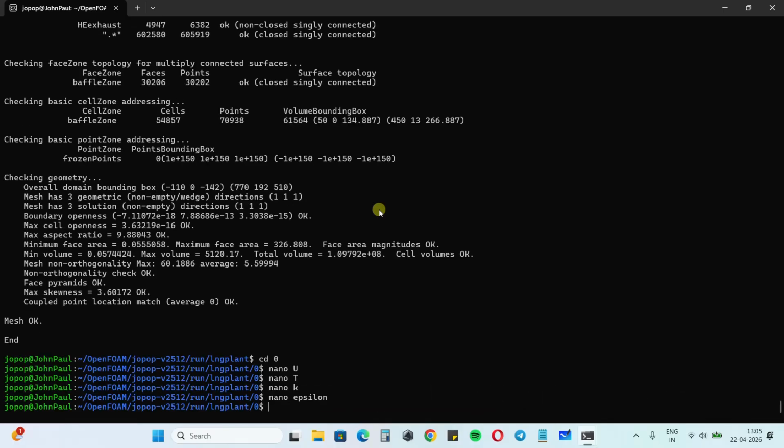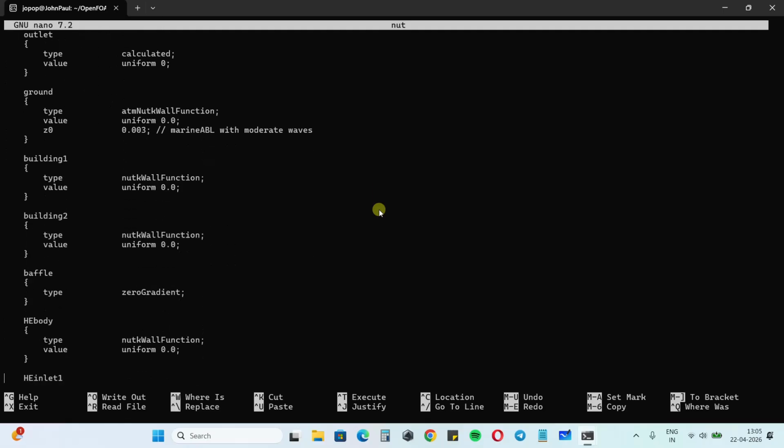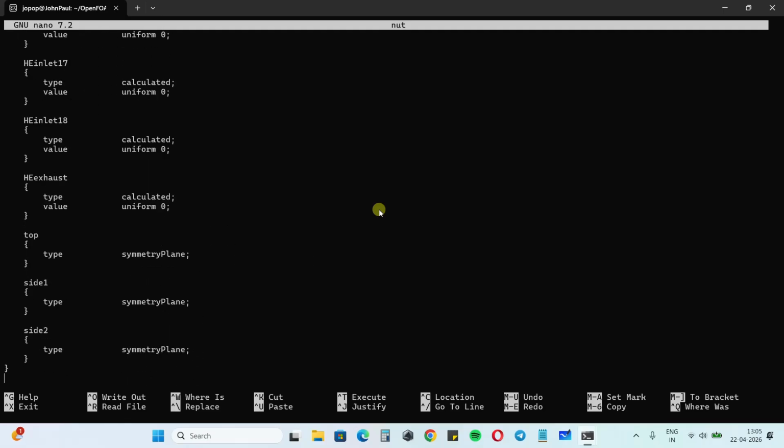We can also see the turbulent viscosity, nut. This is where we specify the roughness of the ground. You have the wall function and you specify the aerodynamic roughness length, which in our case is 0.003. Going to the end, at the inlet we have used a calculated boundary condition, which means it will calculate the turbulent viscosity based on all the other boundary conditions that we have prescribed. Save it, Control O, Control X.